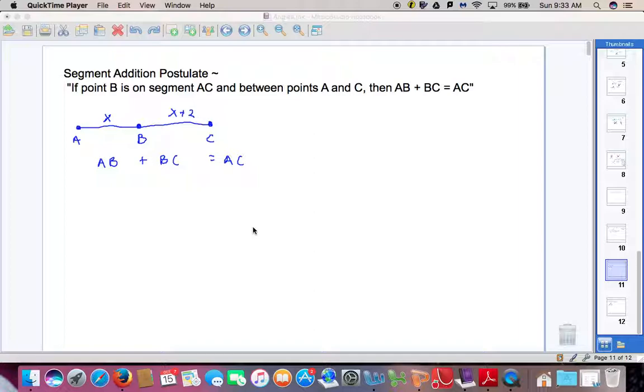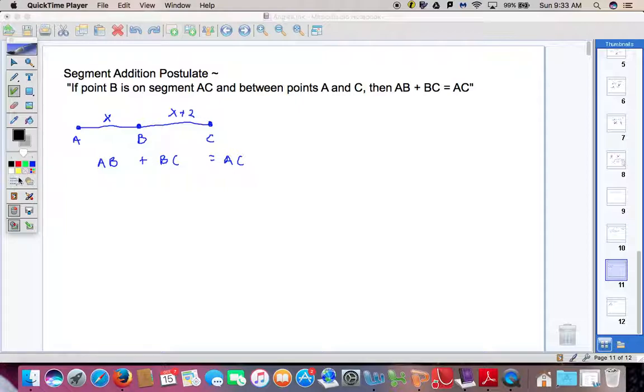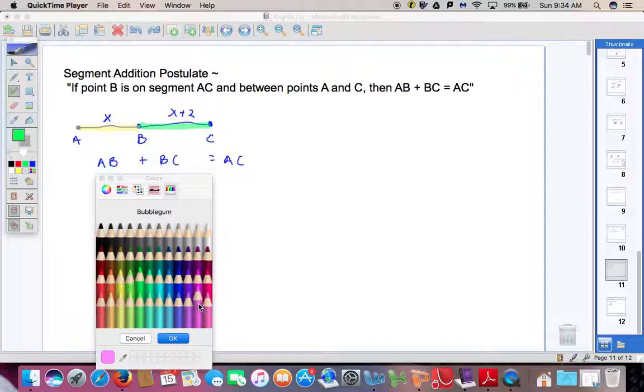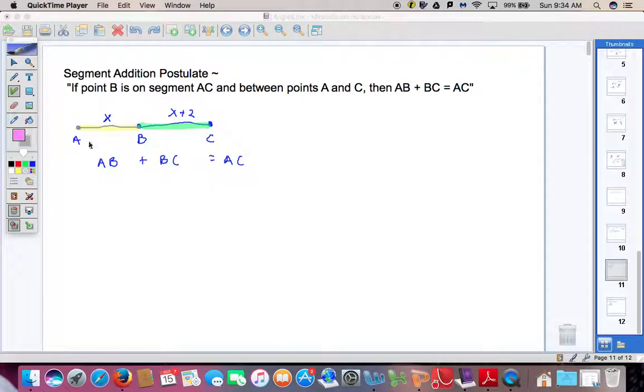The segment addition postulate. If point B is on segment AC and between points A and C, then the distance between A and B plus the distance between B and C equals the distance between A and C. Okay, so the segment addition postulate simply states that, let's get my highlighter here, if we have this distance here, plus this distance, equals, let's pick a pink, equals this distance here.